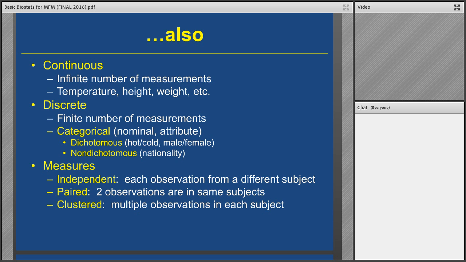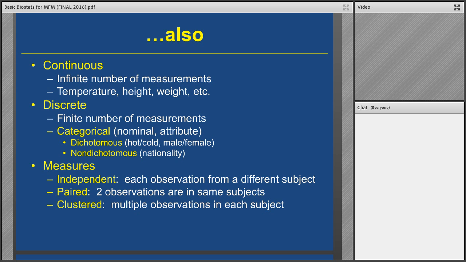Whereas we could have another type of study where we're looking at paired data, when you have two observations from the same subjects. So this would be something where we measure a weight before an intervention and then a weight after an intervention, and those would be paired data points. And then clustered would be multiple observations in each subject. So looking at multiple observations in somebody's weight over a period of time would be clustered data.